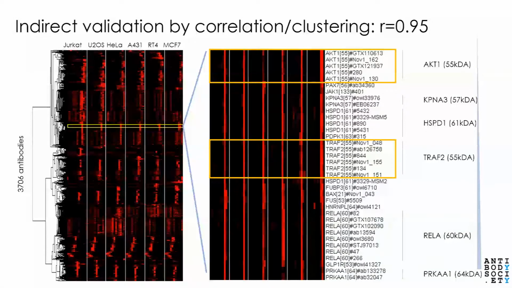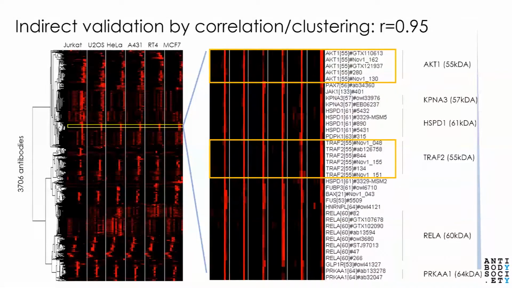The heat map you see here is really a spreadsheet with numbers with 3,706 antibodies. And we show reactivity patterns across 12 fractions from each of 6 cell lines. What we then did is that we did cluster analysis to identify antibodies with similar reactivity patterns. The heat map to the right is an enlarged section of the little yellow box in the left heat map.